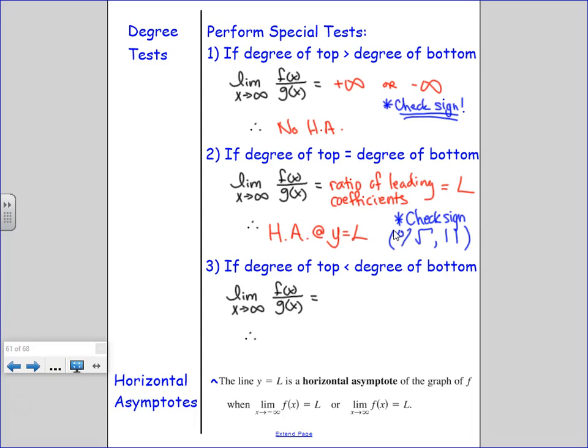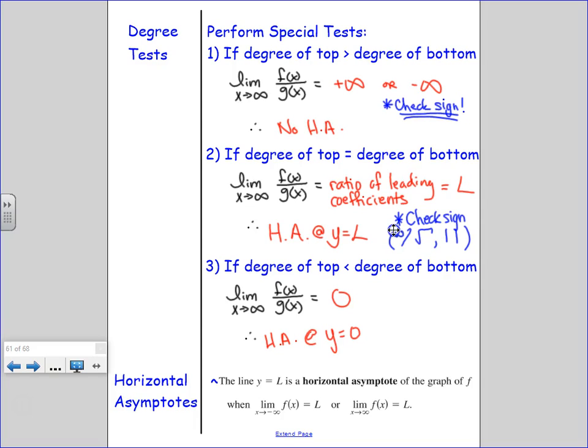Now the nice thing is number 3 is the easiest one. Hopefully, if you remember it, what happens if the bottom wins? He's going to hold him down and he's going to bring him to 0. So there's going to be a horizontal asymptote at y equals 0. And we don't need to check the sign because positive 0 or negative 0 is the same thing. It's still just 0. Now I'm going to go ahead and scroll down so you guys can see the horizontal asymptote.